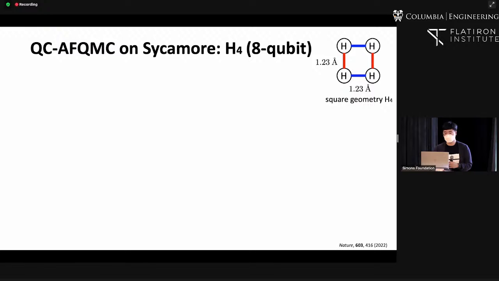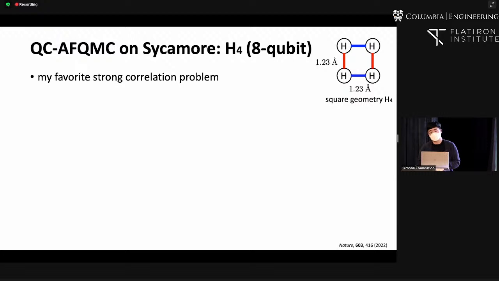The first example is H4, which involves only 8 qubits. It's a square geometry at 1.23 angstrom. This is my favorite strong correlation problem. The reason for that is that it really has 2 quasi-degenerate Hartree-Fock determinants. So if you were to apply mean field theory or any low-order perturbation theory on top, it will all miserably fail for this problem. It's cooked up in a way that any mean field approaches would actually grossly fail.